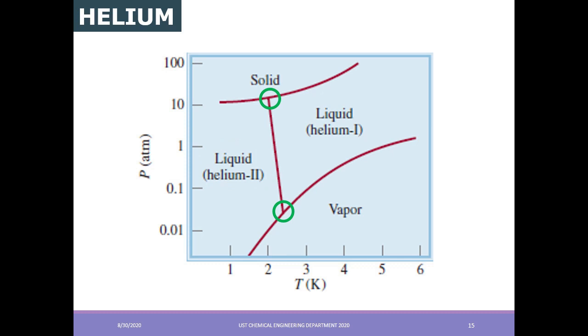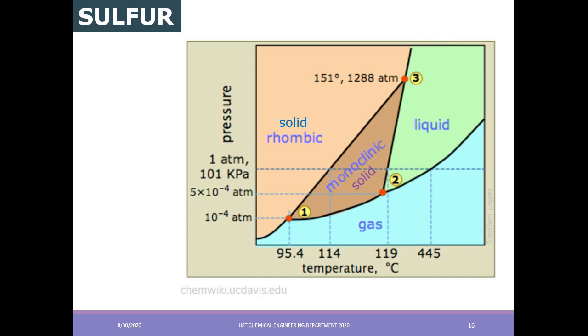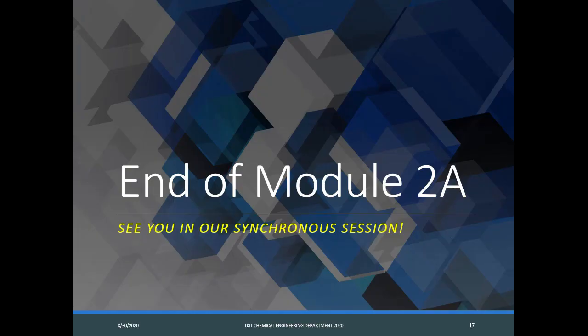There are two triple points for helium wherein the liquid phases helium-1 and helium-2 are in equilibrium with either its solid phase or vapor phase. Similar to helium, sulfur can also occur in four possible phases: gas, liquid, and two solid phases, namely rhombic and monoclinic sulfur. The rhombic allotrope of solid sulfur is stable at room temperature, while the monoclinic sulfur is favored at high temperatures. Sulfur has three triple points, marked with the numbers 1, 2, and 3, each with a specific set of pressure and temperatures. This ends Module 2A.